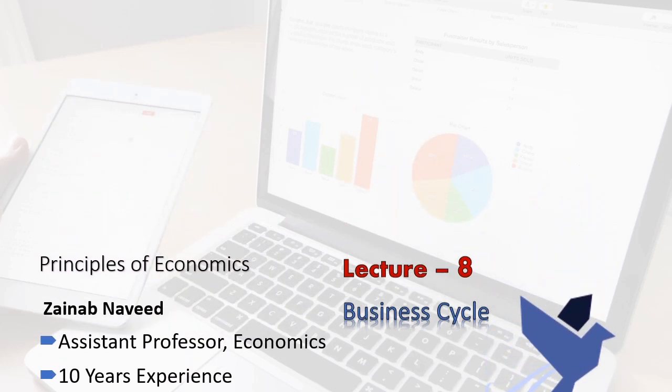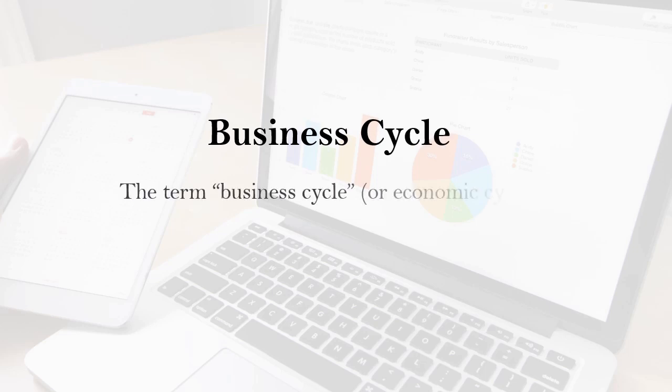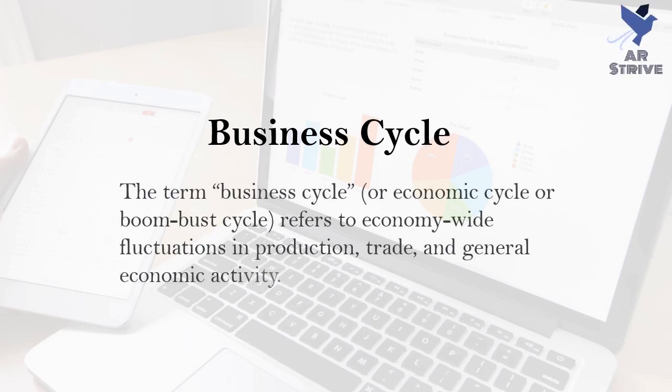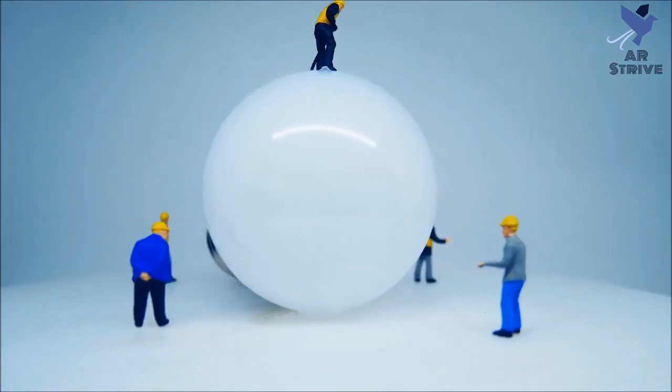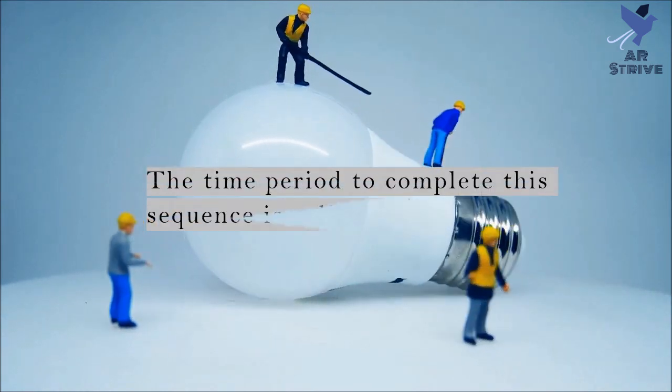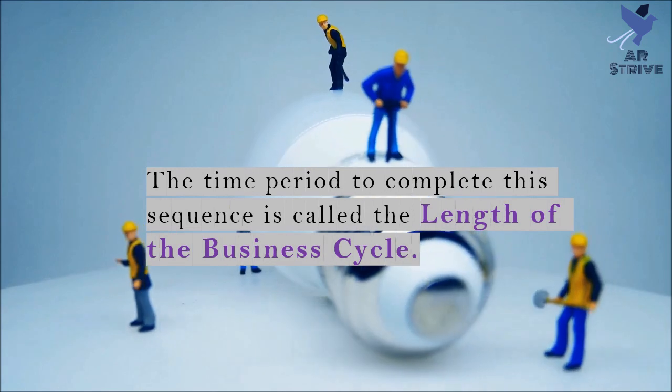Today we're going to talk about the business cycle. The term business cycle, or economic cycle, or boom-bust cycle, refers to economy-wide fluctuations in production, trade, and general economic activity. From a conceptual perspective, the business cycle is the upward and downward movements of the levels of GDP and refers to the period of expansion and contractions in the level of economic activities, like business fluctuations around a long-term growth trend. A business cycle is completed when it goes through a single boom and a single contraction in sequence. The time period to complete the sequence is called the length of the business cycle.